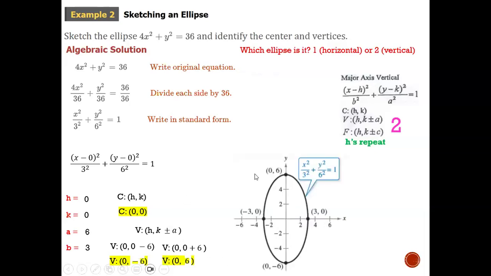And with that, we can go ahead and graph. So here's my graph. I started at center, 0, 0. My vertices are at 0, negative 6, and 0, 6. So those go along the major axis. So from here, 0, negative 6, and 0, 6, up and down, I get those values. And then I can use my B value. So I know that I'm going to go 3 to the right and 3 to the left on the minor axis to get those points. So I went 3 and 3. And that I was able to get and sketch my ellipse, okay?